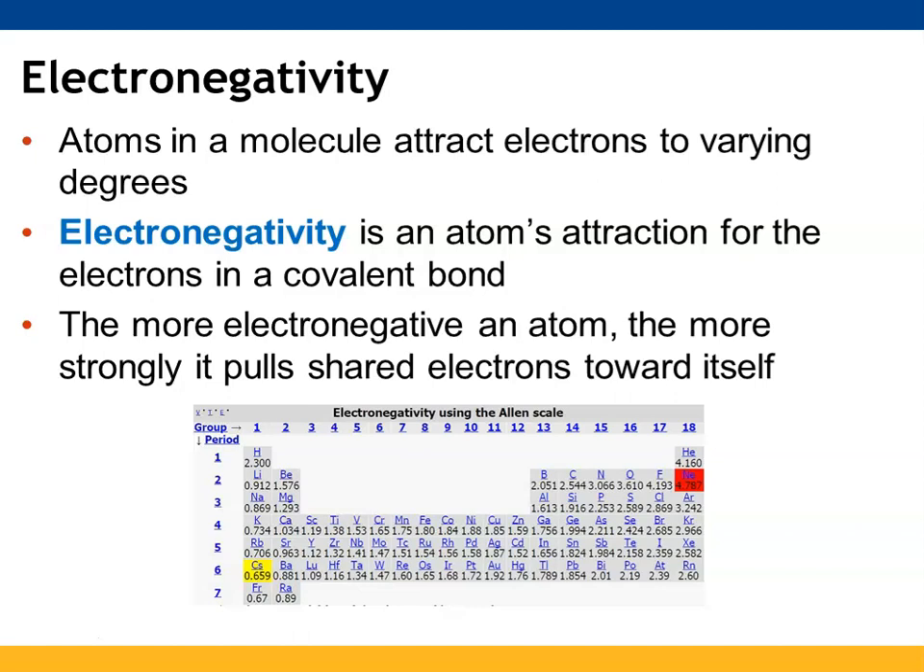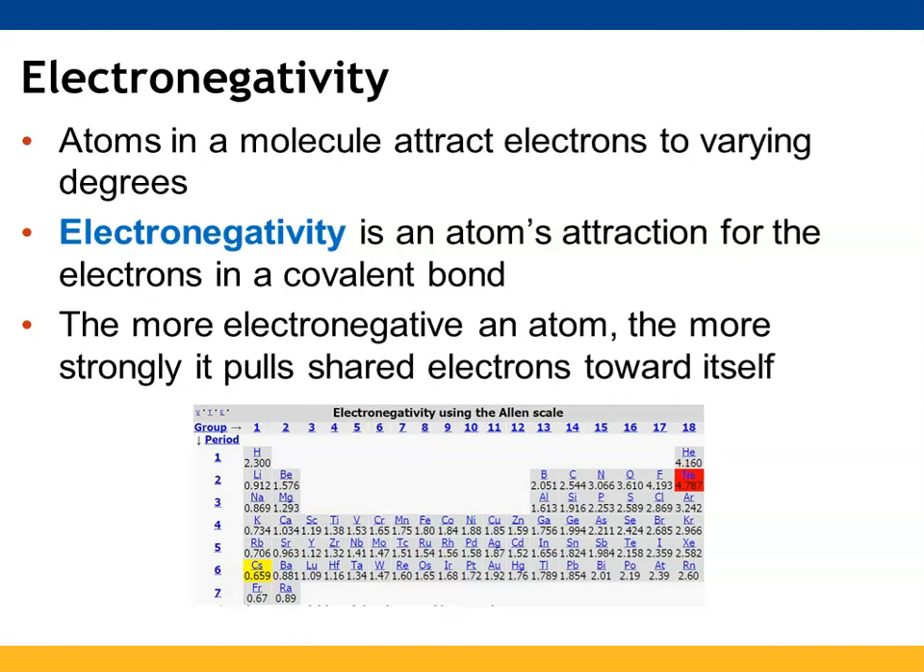Electronegativity plays a pretty big role in determining how atoms are going to connect together. Some elements want electrons more strongly than others, and so if an atom is more attracted to electrons in a covalent bond, it's going to draw the electrons more towards it. So in this particular chart, this is an Allen scale, and we typically use the Pauling scale. We don't typically use the Allen scale, so my apologies for that.